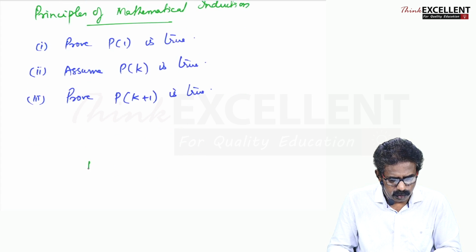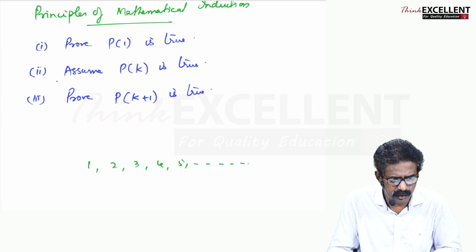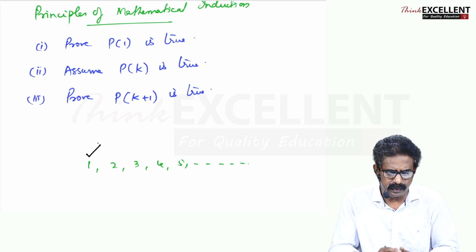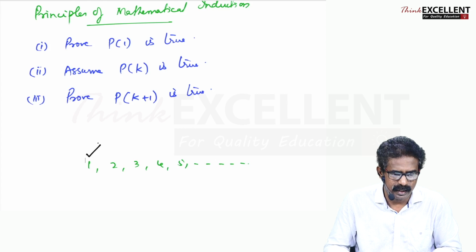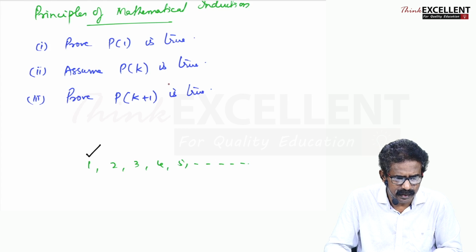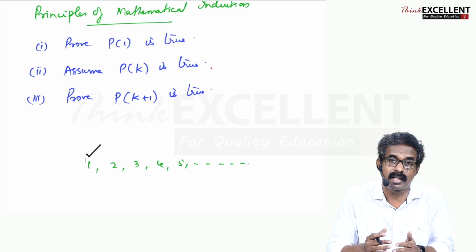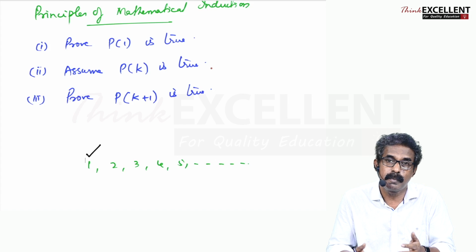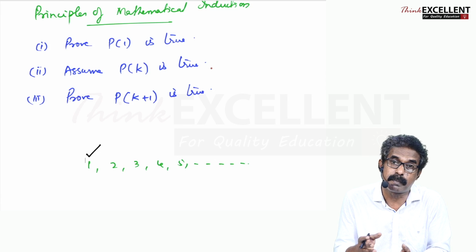We want to prove it is true for 1, 2, 3, 4, 5, etc. Right? So first step, what we did, prove P of 1 is true. That is, we proved for 1. We didn't prove for 2, 3, 4, 5 and all. We proved only for 1. Right? Then another thing, second and third together you take. The second one we are assuming something, and the third we are proving something using that.